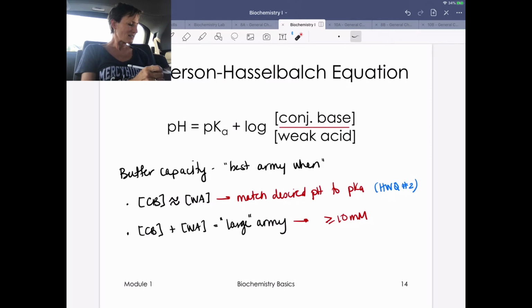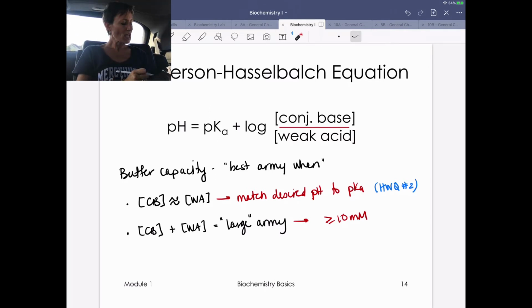But if I want to have an equal army, relatively the same amount of both of these, I want to choose a buffer or an acid whose pKa is pretty much equal to the pH I want to be at.